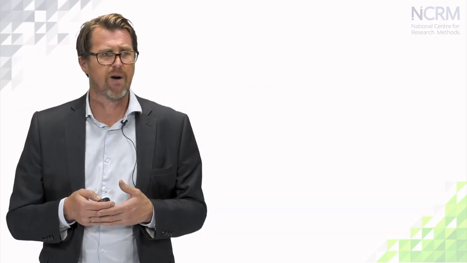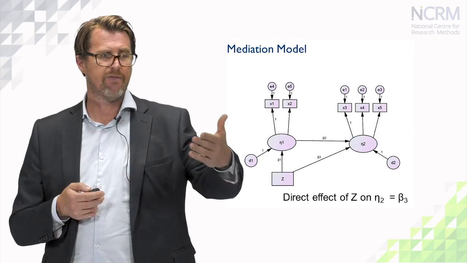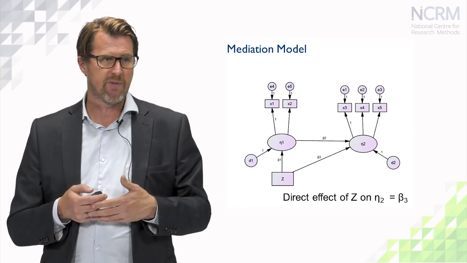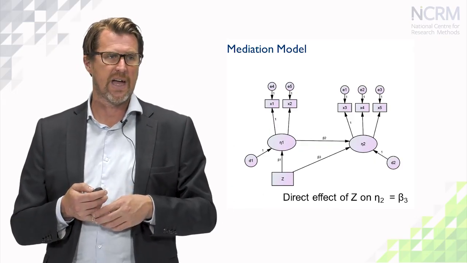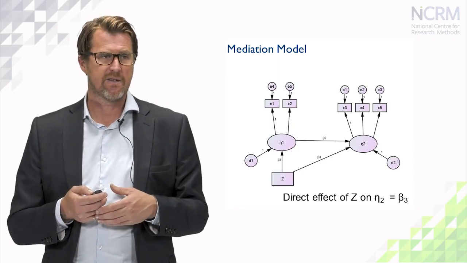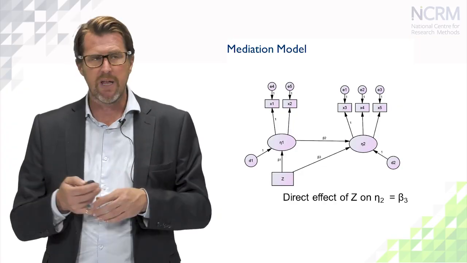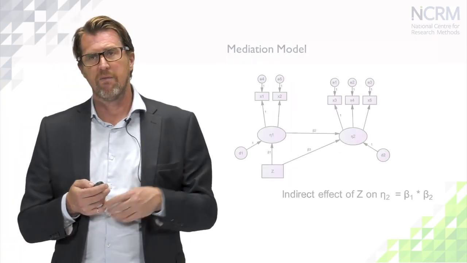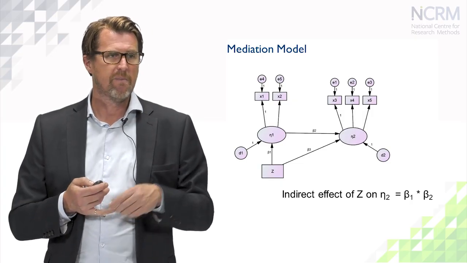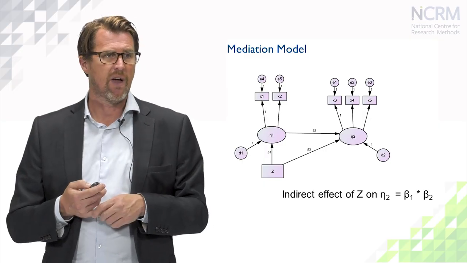We've seen a couple of examples of path diagrams with mediation already. Here we see an example where we have eta 2, a latent variable, which is regressed on eta 1, and we have a third variable z, which is our exogenous variable here, and we can look at the different effects that z has on eta 2. First of all, the direct effect of z on eta 2 is the beta weight beta 3 here, the direct path. So that's what we would normally be focusing on in a regression equation, that direct effect. But we can also estimate the indirect effect here, because we've got the beta 1 coefficient of eta 1 on z and the beta 2 coefficient of eta 2 on eta 1.